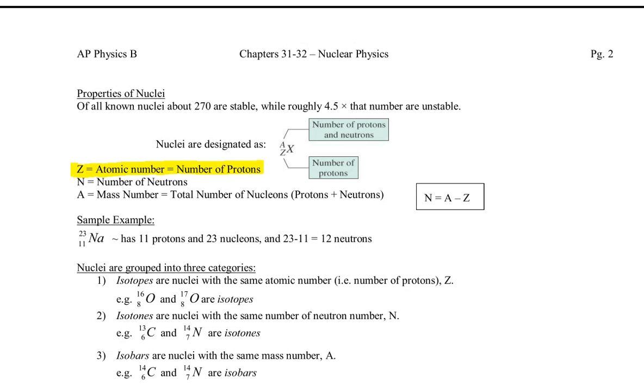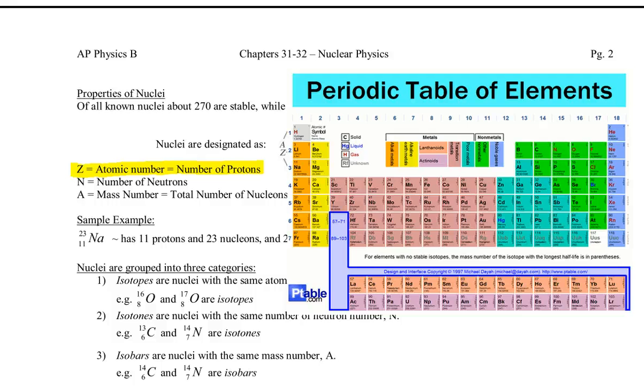Let's talk about the atomic number, which is represented with Z. Z is the number of protons in the nucleus. This is what determines what element in the periodic table it represents. So for example, if we're looking at sodium 11, the 11 tells us how many protons there are, and is also telling us the atomic number.